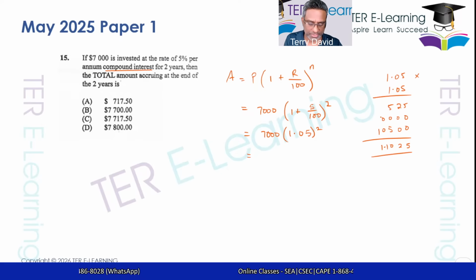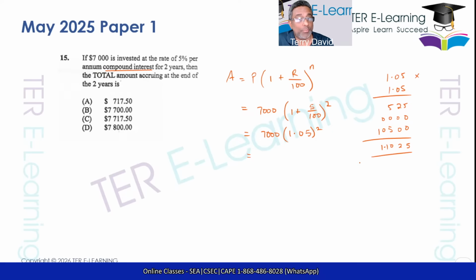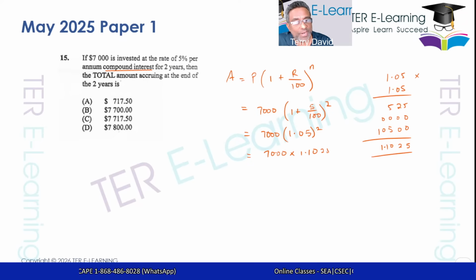So let me just make sure that's correct. 1.05. Yeah, that's correct. So that's 1.05 squared. So this is really 7,000 multiplied by 1.1025. All right. Now imagine getting this question in the exam and trying to work this out.